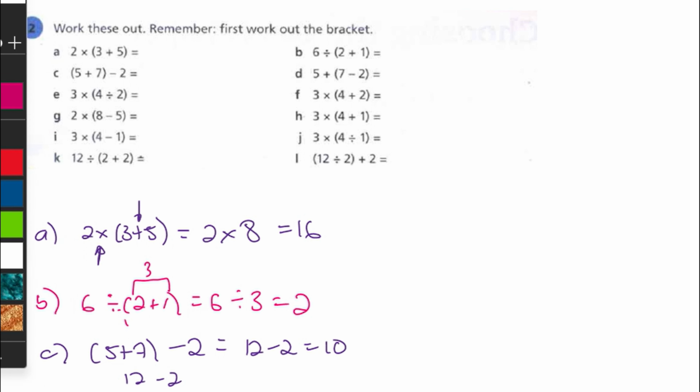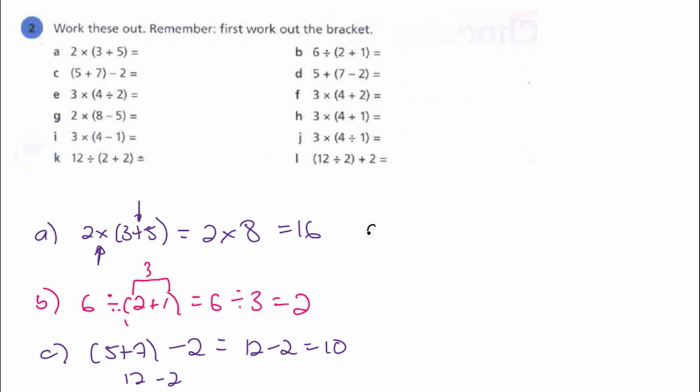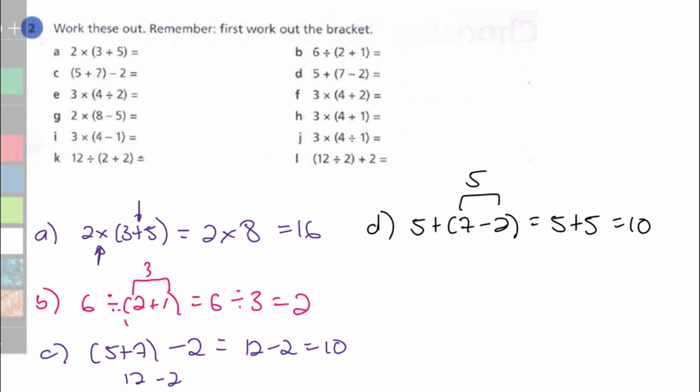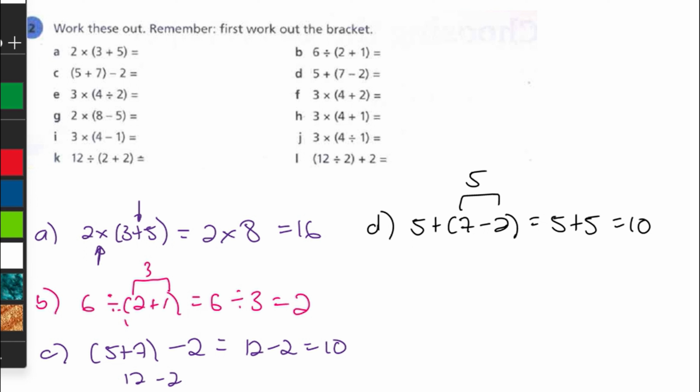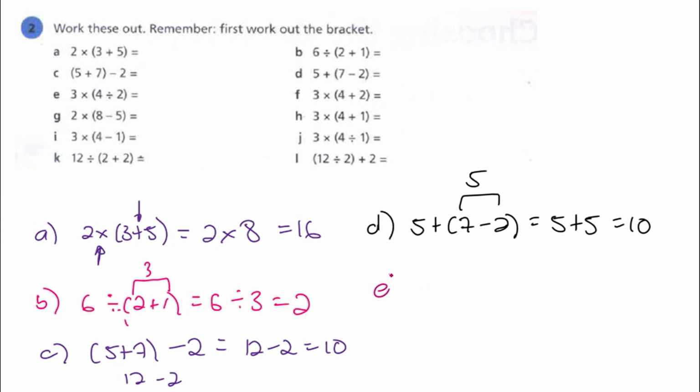Okay, 6 divided by 2 plus 1 equals 4. If we perform the division first, as we should, because division comes before addition, we would perform 6 divided by 2 first, which will be 3, and then we add 1, and that'll give us 4.